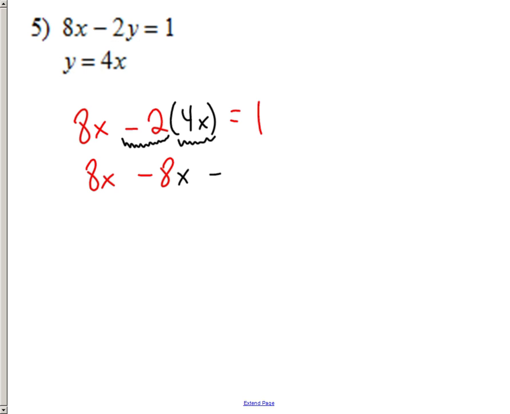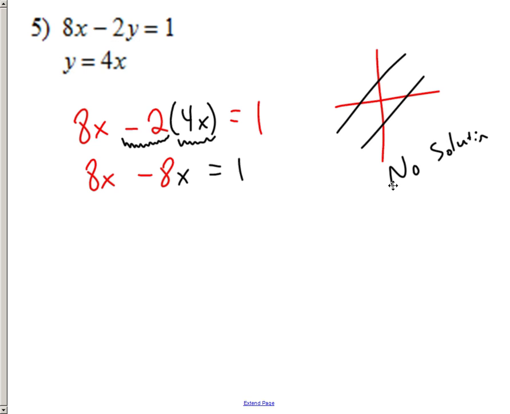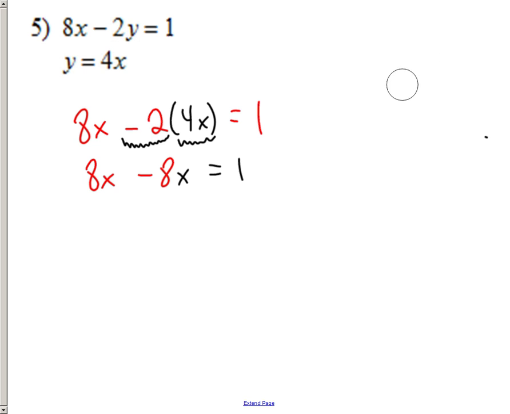And this pulls us into a very interesting situation. Remember that when we're graphing two lines, if they're parallel, they never touch, and we call that a no solution. When we do the substitution method, though, we don't see the graph. But we've got to be able to detect what a no solution situation looks like, and that's what this is actually going to show us. Because 8x minus 8x is, well, 0x.